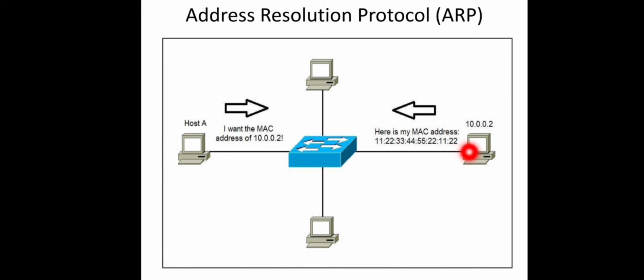This reply will be unicast to the intended recipient, because the ARP request contains the IP address and MAC address of the sender, right? Using that, the reply will be unicast to the corresponding sender. So this is how ARP works.